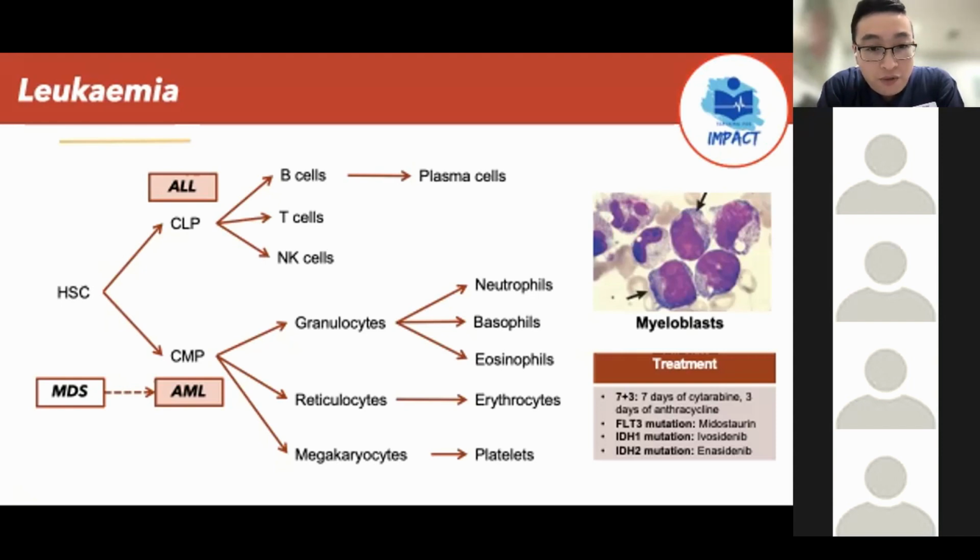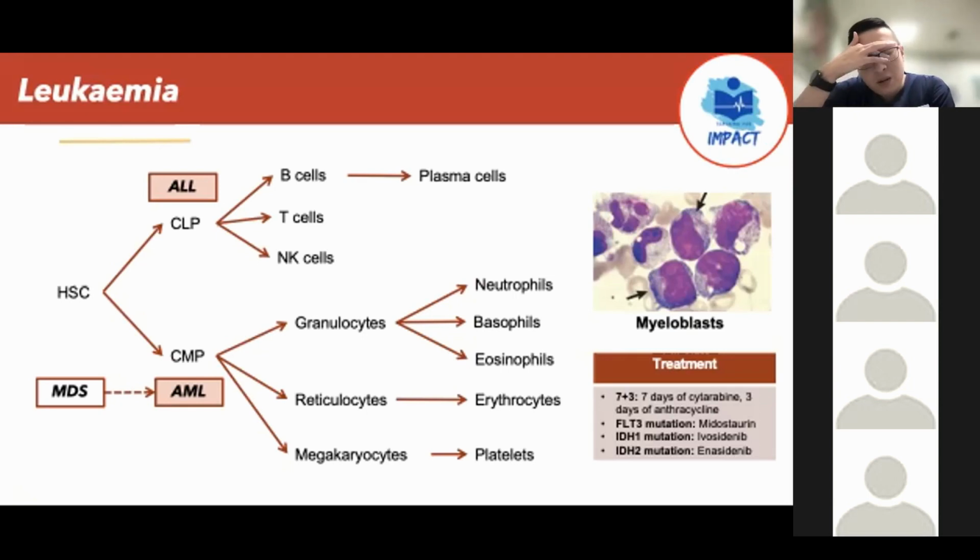The first complication is something called hyperleukocytosis. And hyperleukocytosis, as the name suggests, is a complication that arises because there are so many white blood cells in the blood. In the setting of AML, it's usually defined to be a white cell count of above 100. And up to 20% of patients with AML present with hyperleukocytosis.